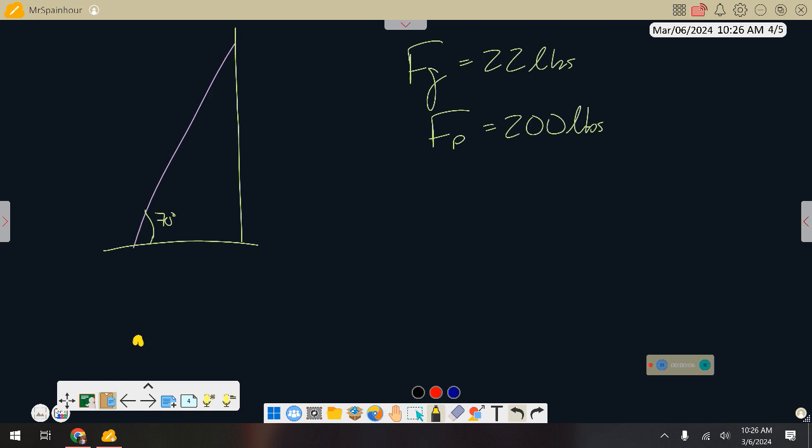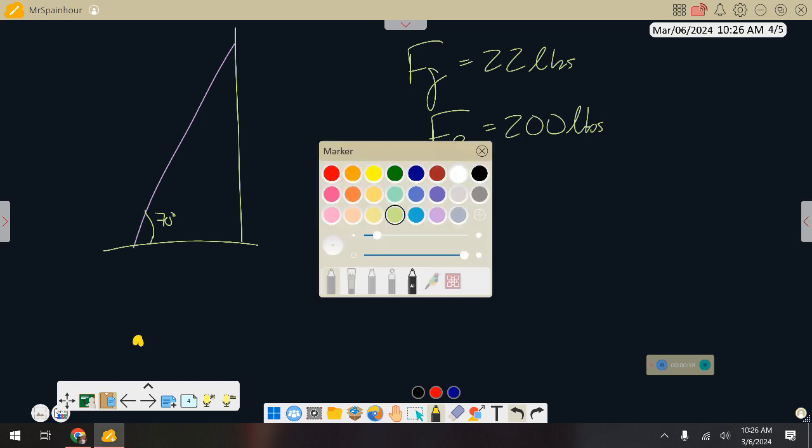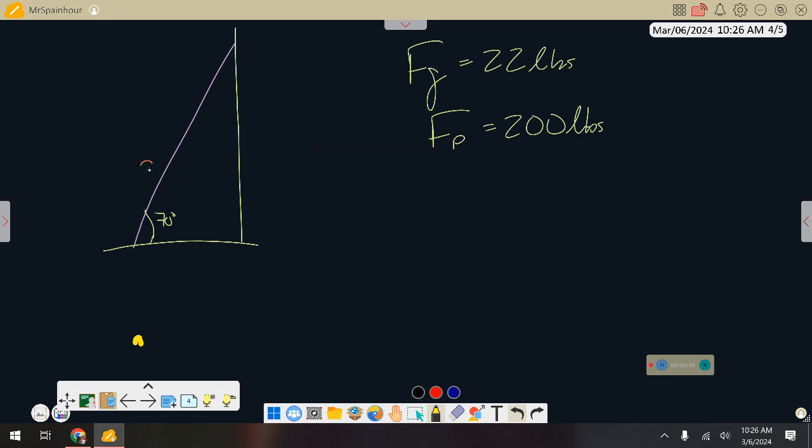All right, so here's what we got. We got a ladder on the wall. We decided that the ladder is 22 pounds, the person climbing up the ladder is 200 pounds, and this angle is going to be 70 degrees. The other thing is that the person climbing up is about 30% up the ladder.